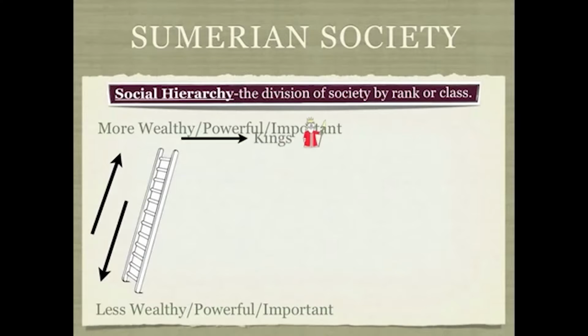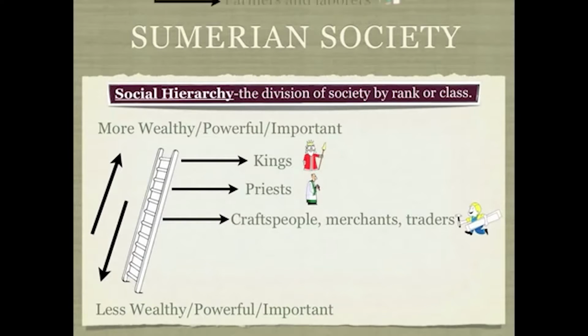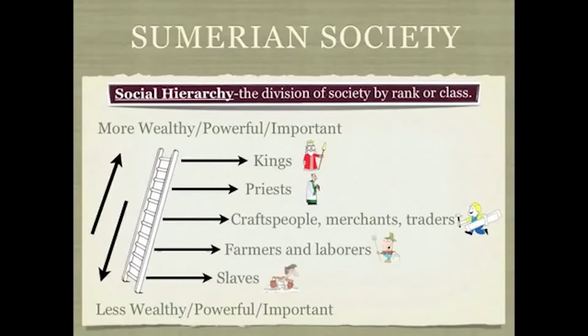In Sumer, kings were at the top of the hierarchy, followed by priests, then craftspeople, merchants and traders, then farmers and laborers, and at the bottom, you had slaves.